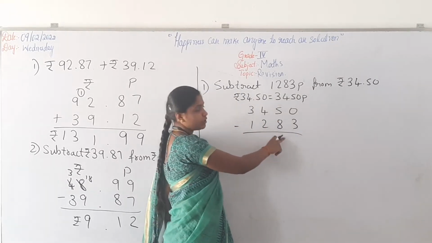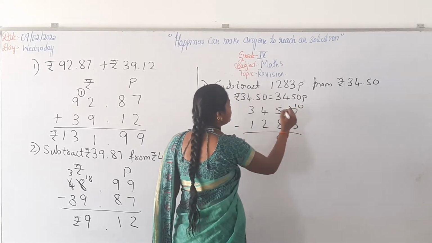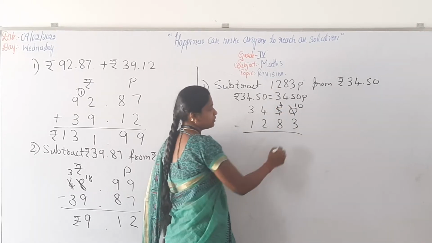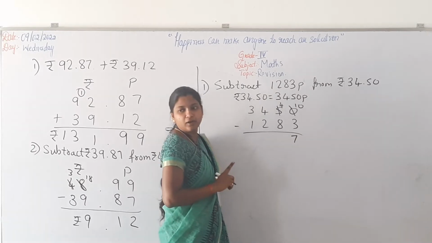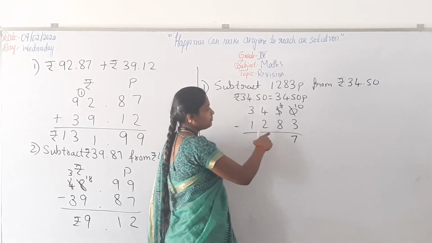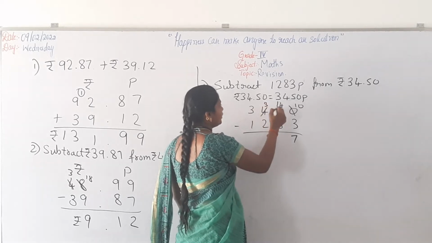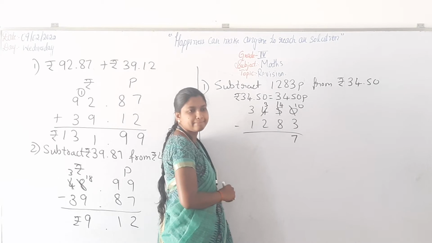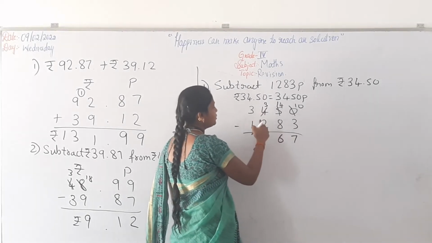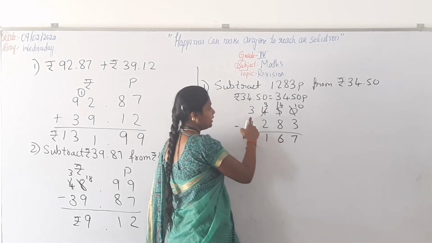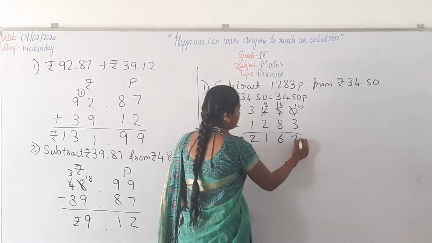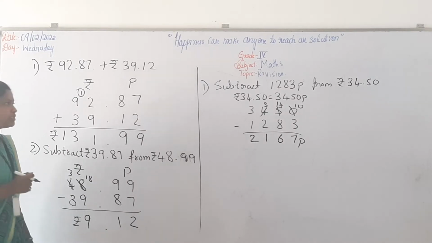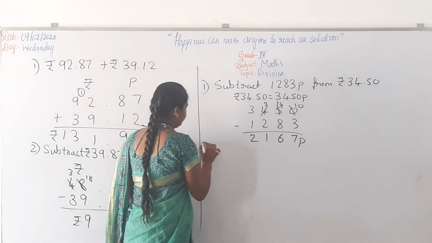1,283. So I can't subtract 0 minus 3. I will take borrow. This will be 10 and this will be 4. 10 minus 3? 7. Simply don't tell the wrong answer. So can I subtract 4 minus 8? Again I will take borrow. 14 minus 8 is? 6. 3 minus 2? 1. 3 minus 1? 2. So the answer is 2,167. Understood? Yes. One more problem with you.